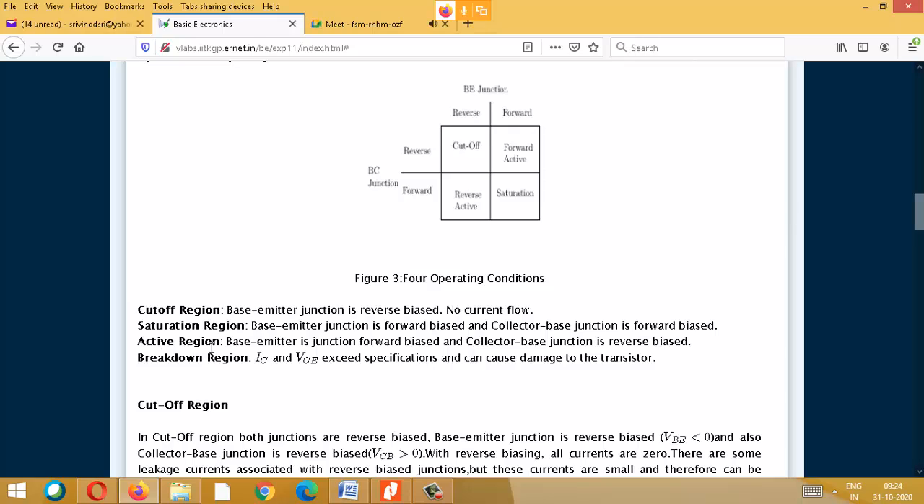Then the third one is called the active region, where there will be a change in input and a change in output. So that is called active. From the word itself it is very clear that only in this particular region will the device be active. Then comes your breakdown region, that is beyond saturation.